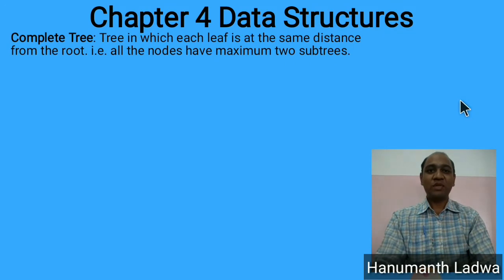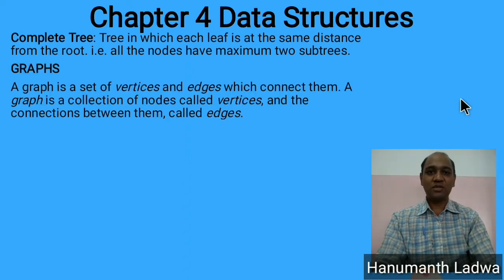Now we will study the complete tree. A tree in which each leaf is at the same distance from the root. That is, all the nodes have a maximum of two subtrees. Graphs. A graph is a set of vertices and edges which connect them. A graph is a collection of nodes called vertices, and the connections between them are called edges.